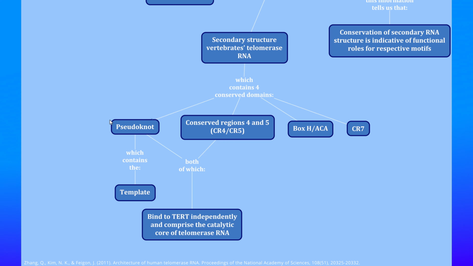Now, both the pseudoknot and the CR4, CR5 domains bind to TERT independently and comprise the catalytic core of telomerase RNA. Also, some of the conserved domains that are left include the BOX-HACA domain and the CR7 domain.